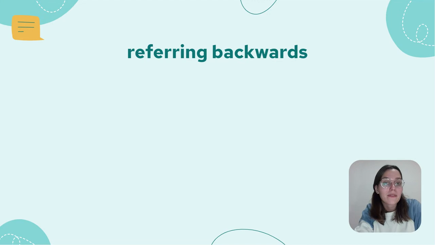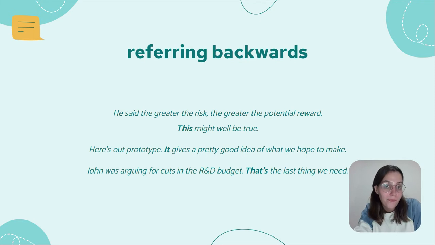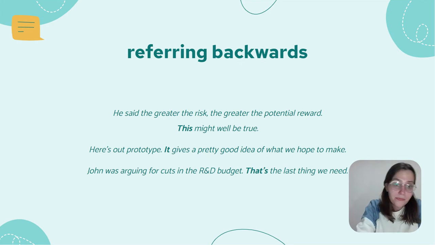Let's take a look at how we can reference backwards, that is, refer to something we have already mentioned. We've got three ways in which we can do so. He said the greater the risk, the greater the potential rewards. This might well be true. Here's our prototype. It gives a pretty good idea of what we hope to make. John was arguing for cuts in the R&D budget. That's the last thing we need. Any of these cases are great when referring. We need to know that there are minor differences among them, but they are very useful because we can refer both to situations or objects.